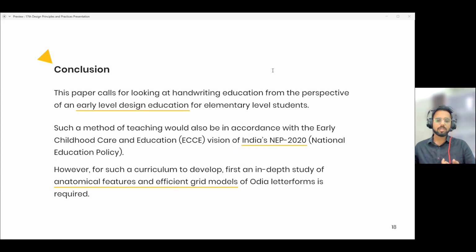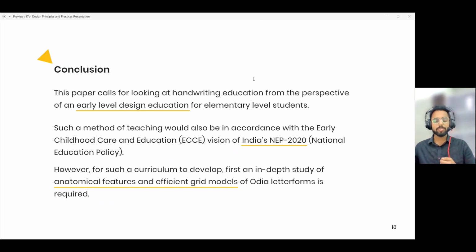Therefore, this paper calls for looking at handwriting education from the perspective of an early level design education for elementary level students. Because a design thinking based handwriting education has the potential to let children view letter forms as not just abstract visual representations of specific sounds, but as elements of design and recognize their shapes and patterns more efficiently.